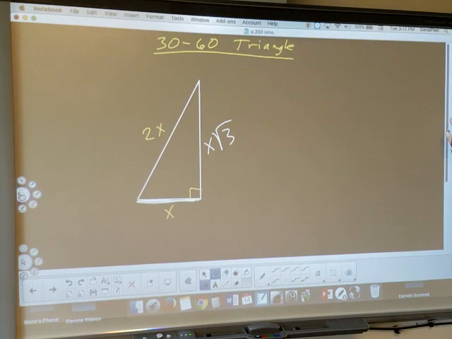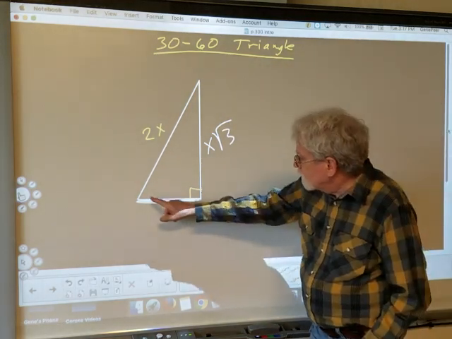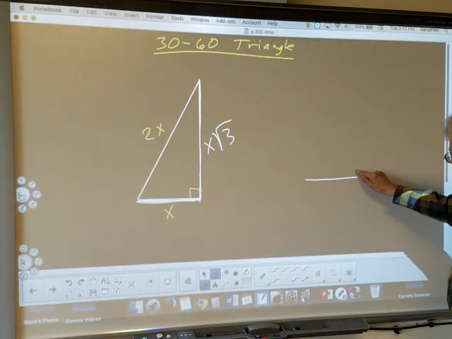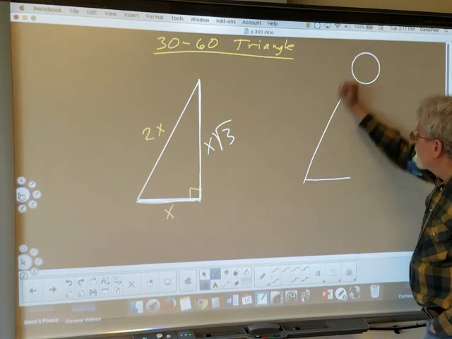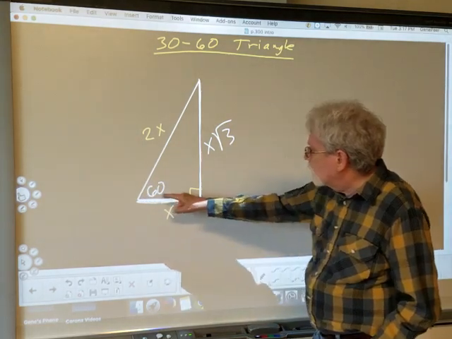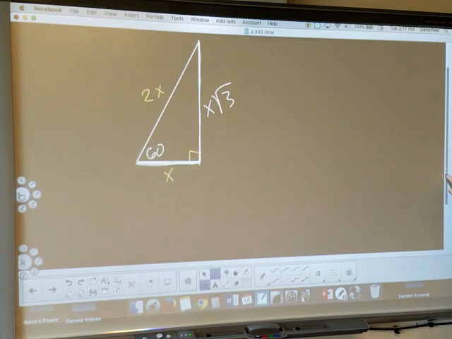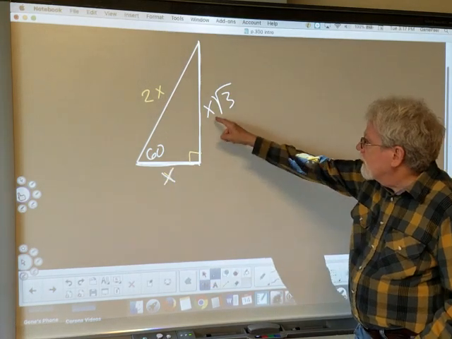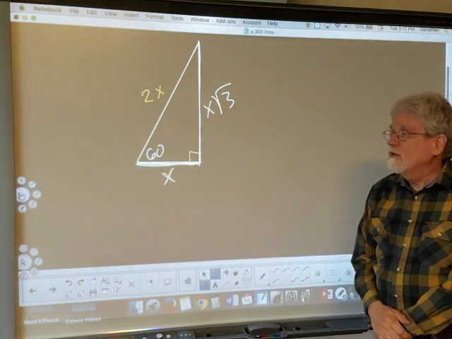All right, so you want to title this section of your notes 30-60 triangle. Make yourself a right triangle. Try to make this side look shorter than that side. Just make a side, make a right angle, and make this side longer than the first one. Connect your ends. You've got a nice looking 30-60 triangle. Label it. We'll put a 60 down here, or I could have put a 30 up there, or I could do both. Label your short leg as x and your long leg as x times the square root of 3. And then label your hypotenuse as 2 times x.